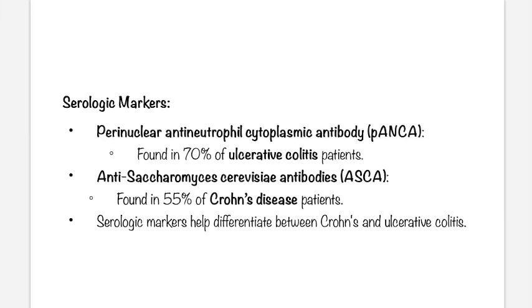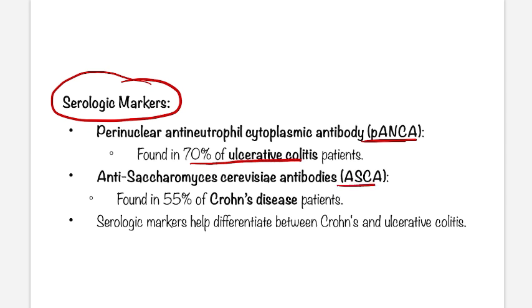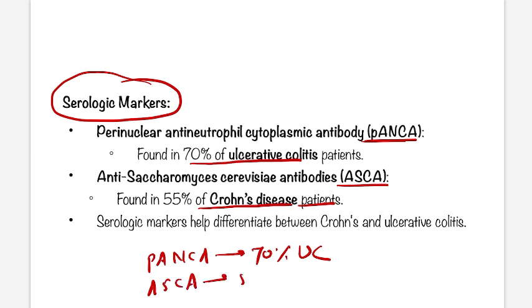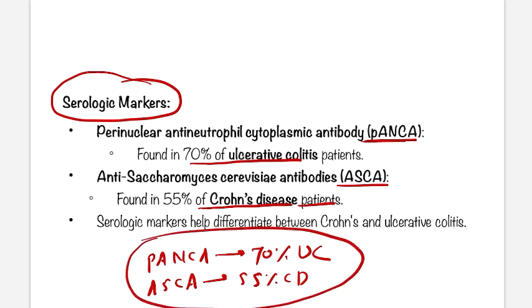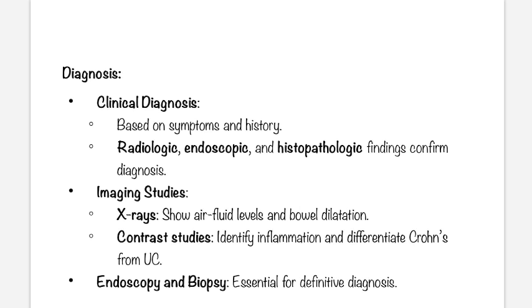Are there any serological markers available for these IBDs? Yes. P-ANCA is positive in 70% of ulcerative colitis patients and anti-Saccharomyces cerevisiae antibodies, ASCA, are found in 55% of Crohn's disease patients. Just remember P-ANCA is seen in 70% of UC and ASCA in 55% of CD. This is very important. Just remember these things. Serological markers are important as we will see later.